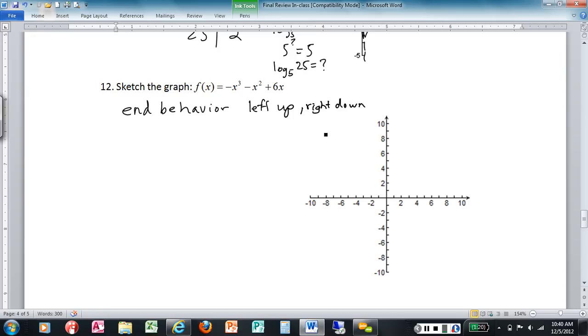And so on the graph, the left's going to be up, the right end's going to be down, just to kind of indicate that. That's what happens on the ends. Now the other thing to go off of here, well, the y-intercept, you always want to see what it is, but in this case, 0 minus 0 plus 0 is 0. So we've got a y-intercept of 0.